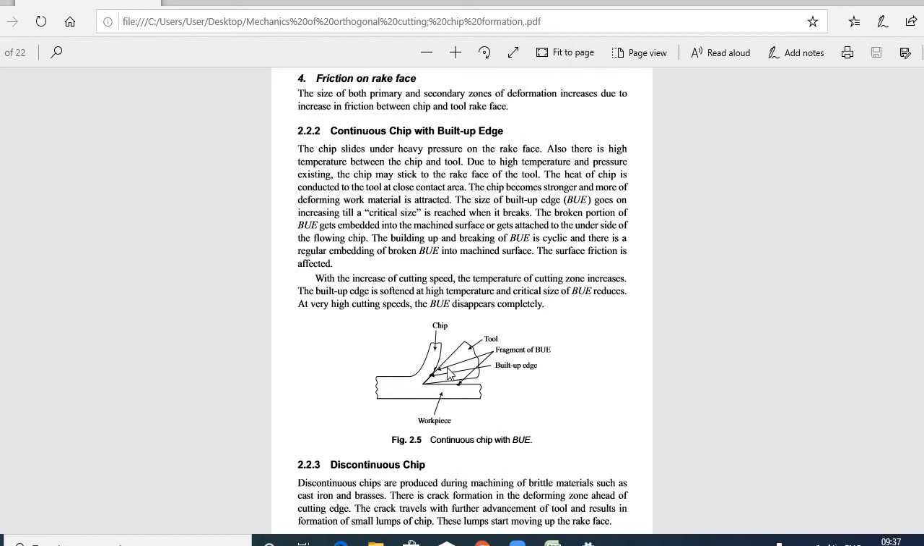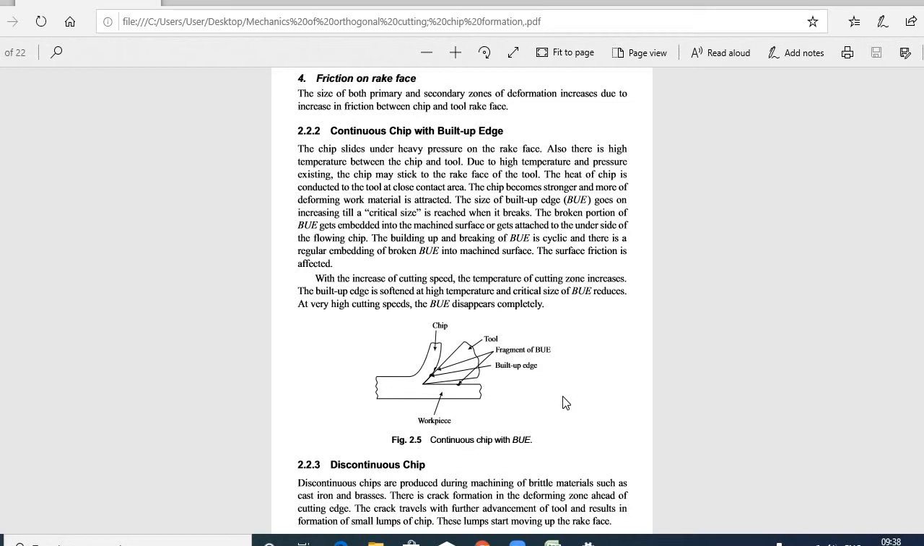You can see the chip and the tool in the figure, and the fragment of BUE. BUE is nothing but built-up edge. The arrow mark shown in the figure indicates where the built-up edge is formed, where the chip and the tool meet, a little bit above the edges. The chip slides under heavy pressure on the rake face.